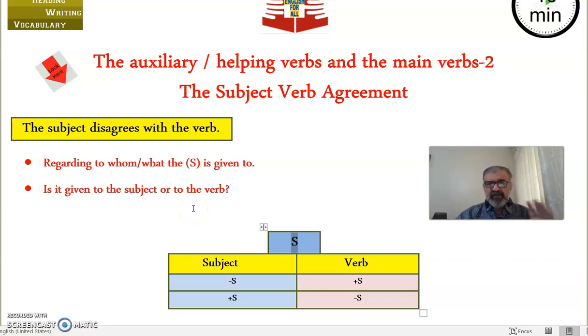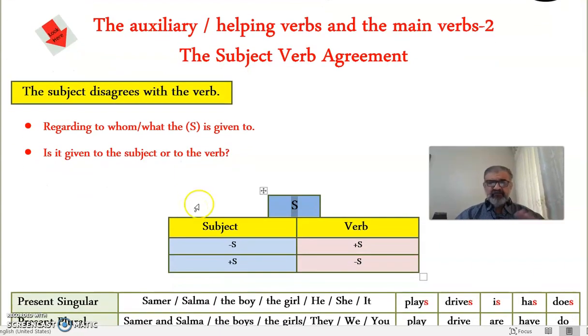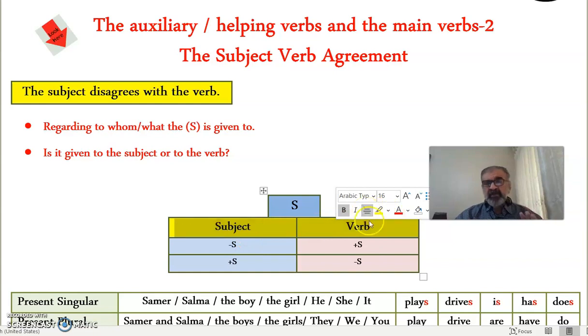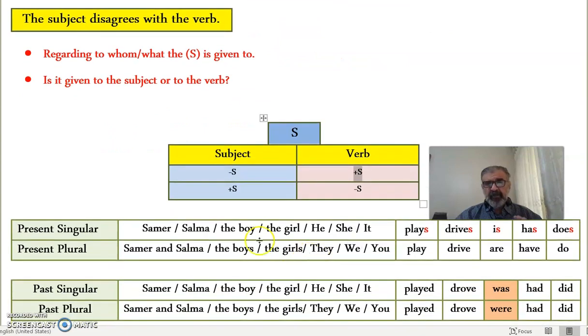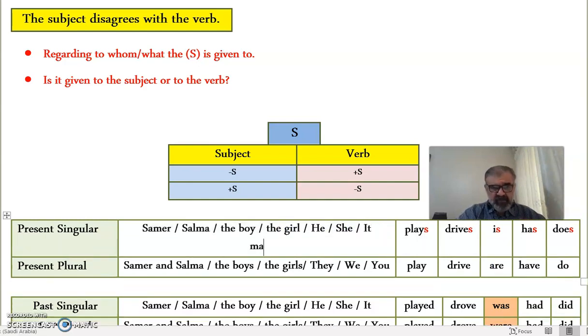The S plural, the S third person singular, the S possessive. We're going to think with a different S today. An S, a separate, an independent S. It's either given to the subject or the verb. So simply, if it was not given to the subject, it's going to be given to the what? To the verb. I want to show you how. Samir, Selma, the boy, the girl, he, she, it, and man, woman, child. All these are singular nouns.